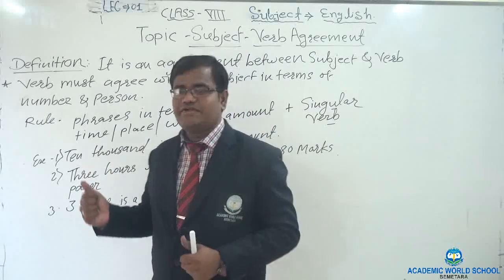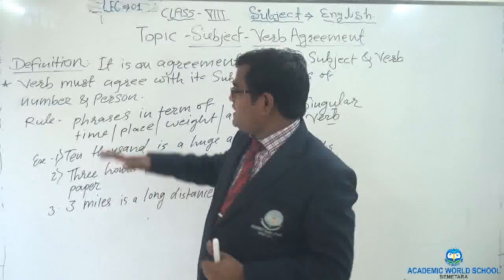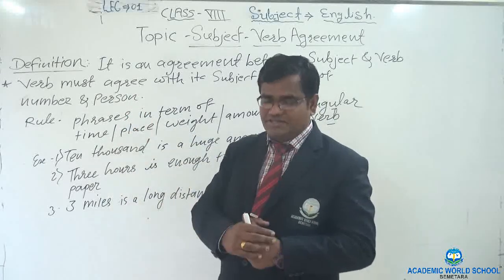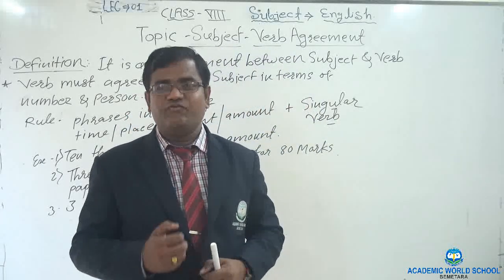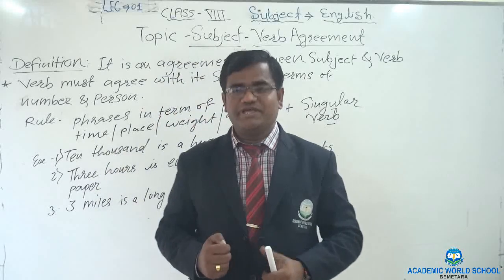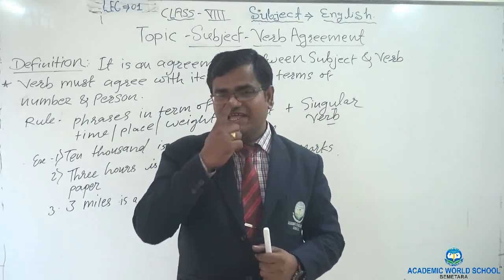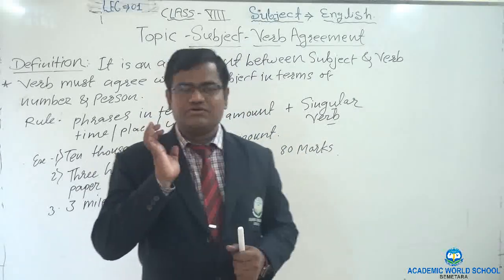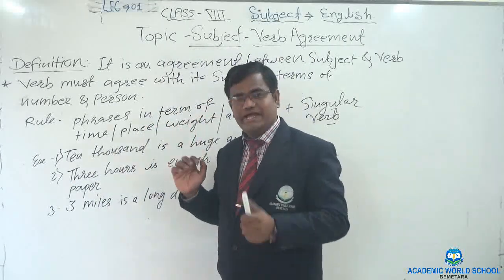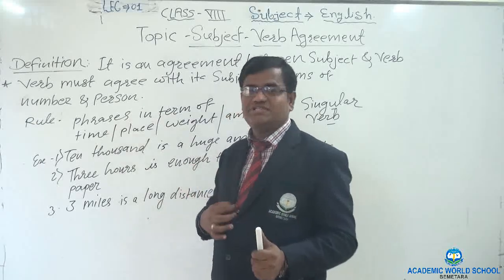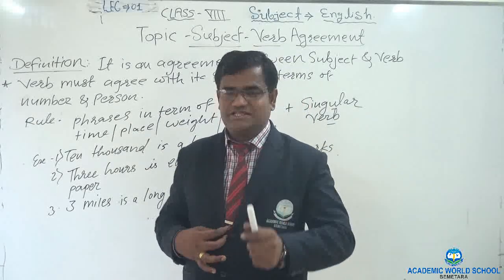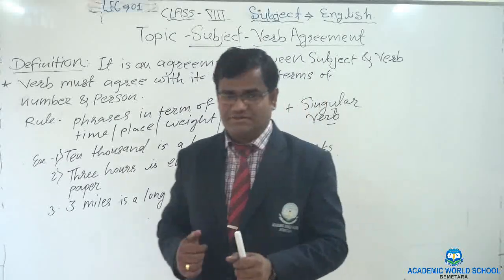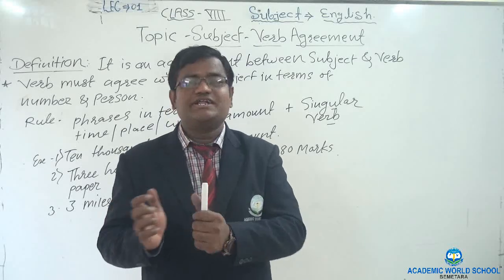Now listen carefully. First of all, let's revise what we learned today. We learned the first rule of subject verb agreement: whenever the subject is third person singular, the verb used will be a singular verb. Second rule: whenever a sentence begins with each, every, either, neither, the verb will be singular, because they are considered singular.